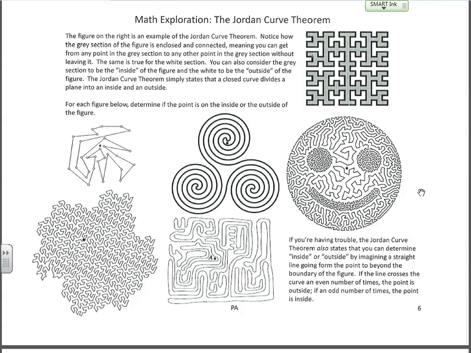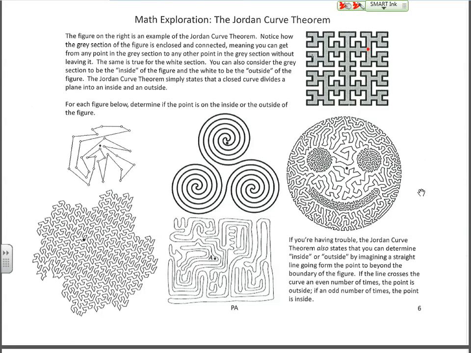There, okay. You can also consider the gray section to be inside of the figure and the white to be outside. The Jordan curve theorem simply states that a closed curve divides a plane into an inside and an outside. Your job here is, for each figure below, determine if the point is on the inside or the outside of the figure. Meaning that if I gave you a point in this figure here, can you leave it? No. Therefore, it's on the inside.